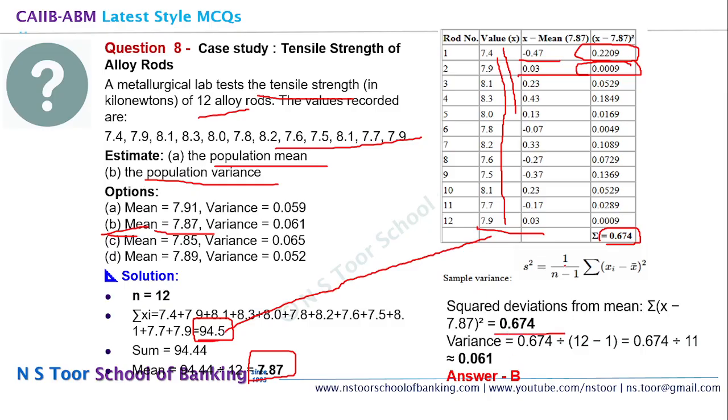How will you calculate it? 1 into the sum of (x minus x bar) squared, that is 0.674, divided by the number of samples minus 1. There are 12 samples, so 12 minus 1 is 11. So 0.674 divided by 11 is equal to 0.061. So what is the variance? The variance will be 0.061. So my B will be the correct answer.